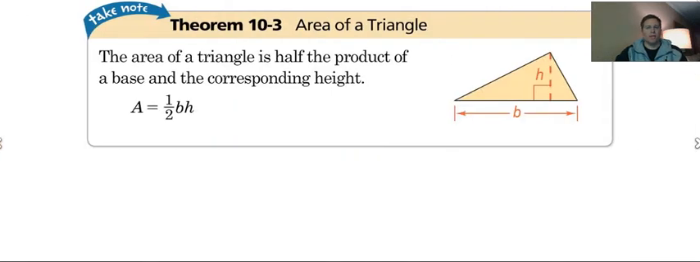And then the last one that we're going to write, and we hopefully should remember this one, is that the area of a triangle is going to be 1/2 base times height, or base times height divided by 2. Okay? So let's do a few problems now.